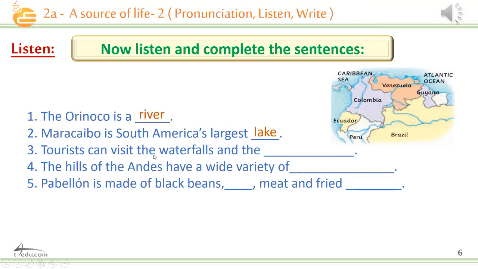Okay, tourists can visit the waterfalls and, very good, the national parks. They have national parks there. Now let's see number 4. The hills of the Andes have a wide variety of... Listen carefully to the audio.